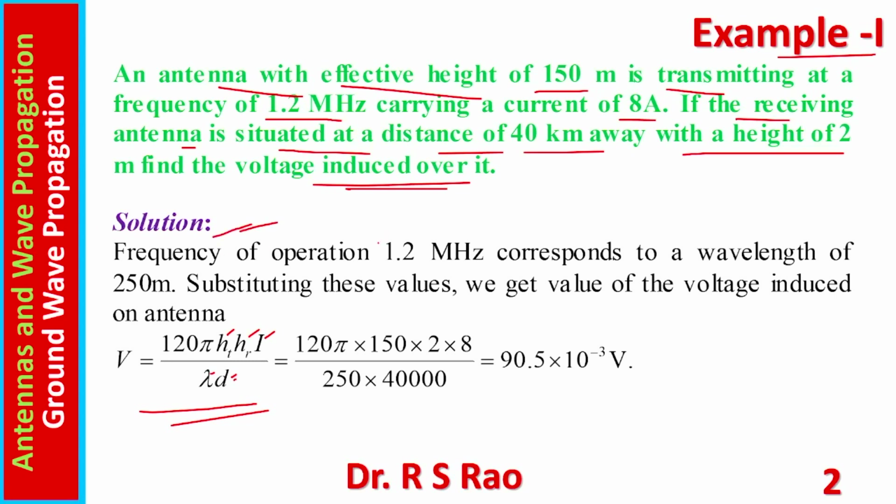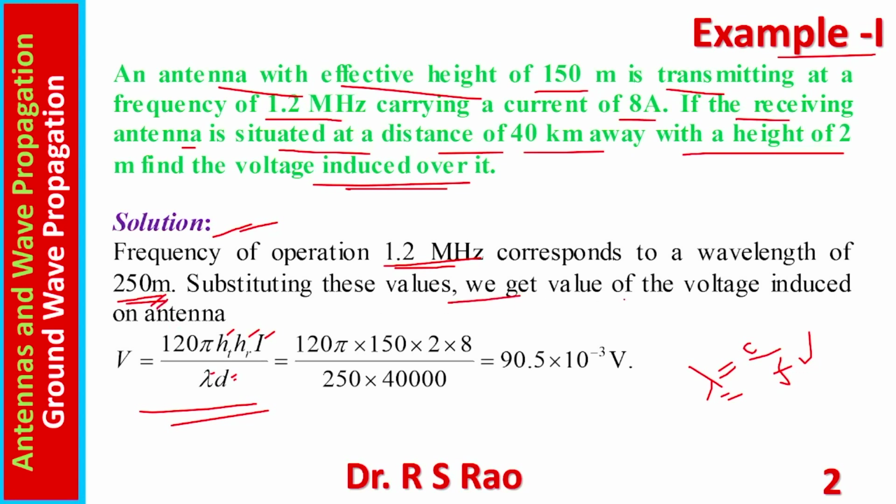Solution. Frequency of operation 1.2 megahertz corresponds to a wavelength of 250 meters. Notice lambda is c by f. f is given. c is 3 into 10 power 8 meters per second. So lambda can be found without any difficulty. In the present case, it turns out to be 250 meters.